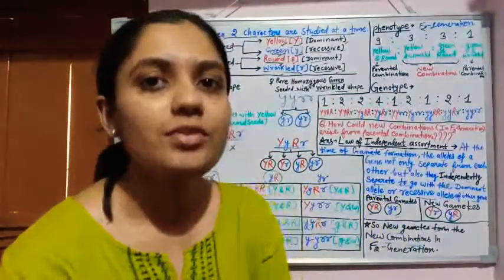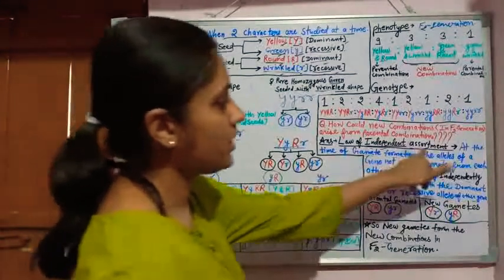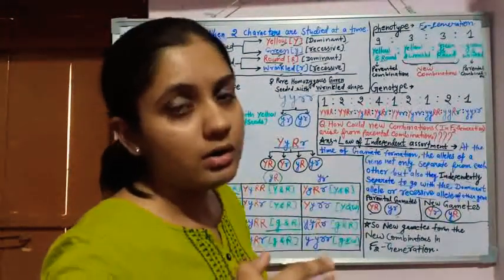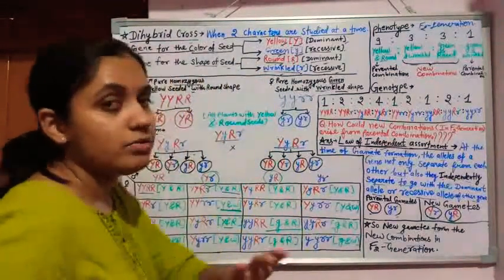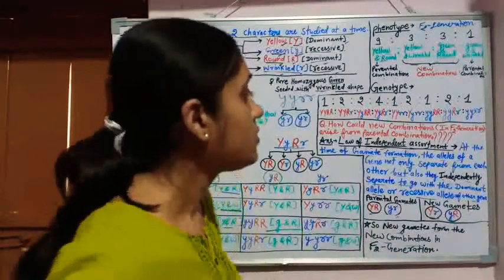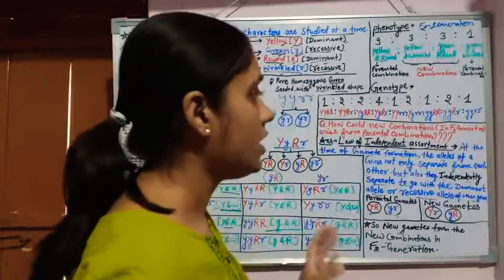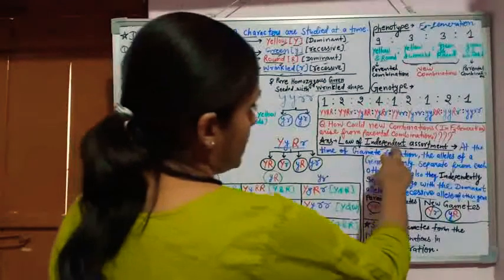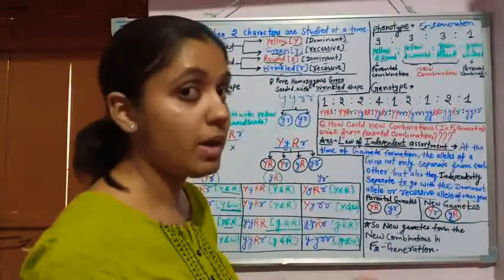Okay, today we will discuss the topic, the law of independent assortment. It is Mendel's third law of inheritance, and we have already discussed the first and second laws. So this is the law of independent assortment. It is the third law of inheritance proposed by Mendel. It is based on the dihybrid cross which was performed by Mendel.